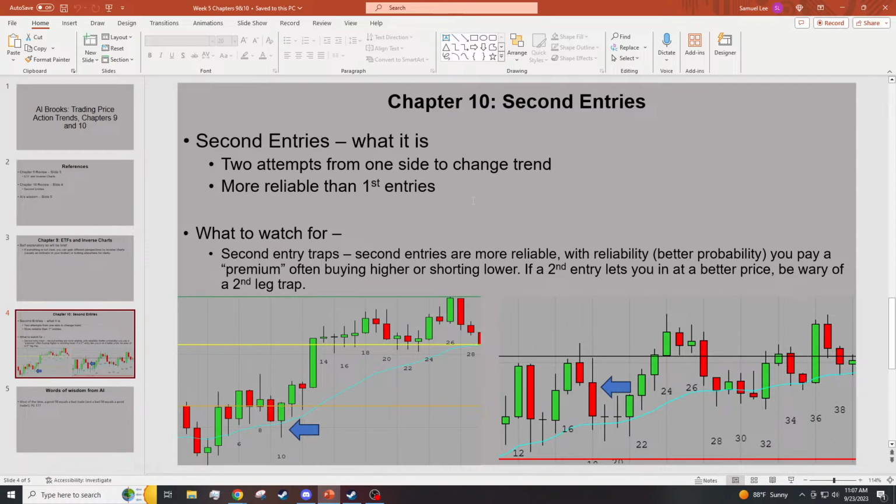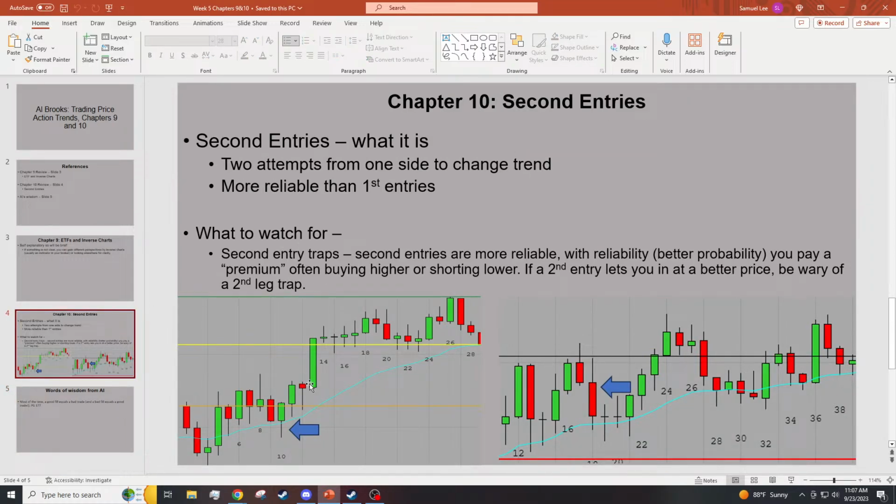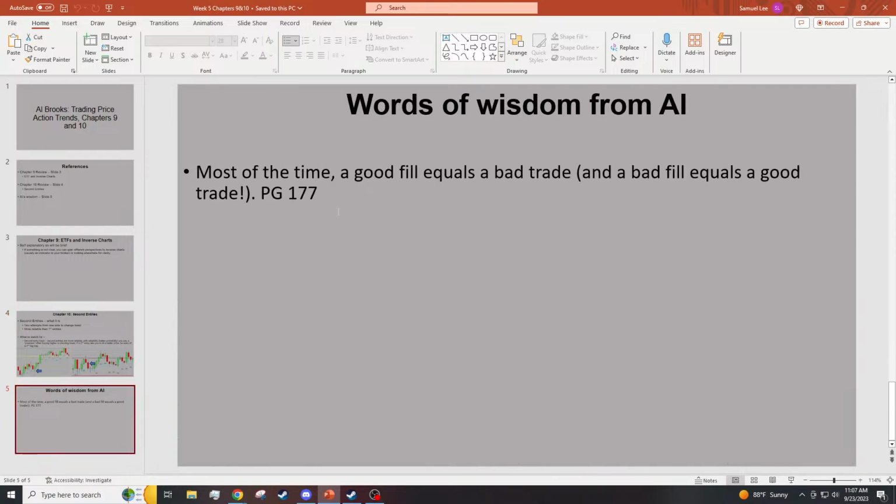But that's essentially chapter 10, second entries. And then some words of wisdom. Again, it's a short two chapters, but I like this one the best that I was reading. Most of the time, a good fill equals a bad trade, and a bad fill equals a good trade. Now, why does Al say this? Okay, this is in the second entries chapter. Well, think back to the second leg trap, and think about the relationship between probability and risk to reward.